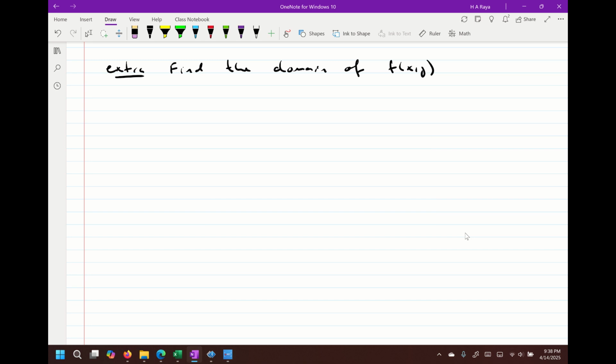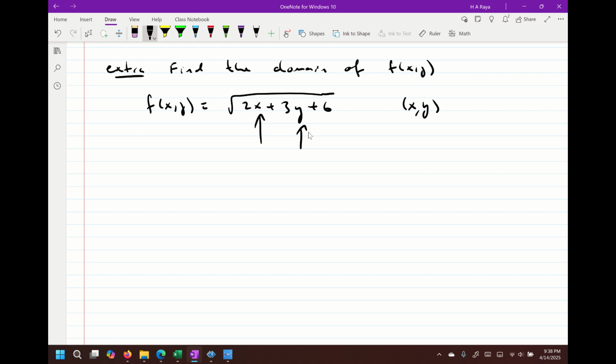In this extra problem, we're asked to find the domain of the function f(x, y) equal to the square root of 2x plus 3y plus 6. When you're asking about the domain, you're asking what are the possible x, y combinations that I can plug into this expression to get a valid thing out of this computation.